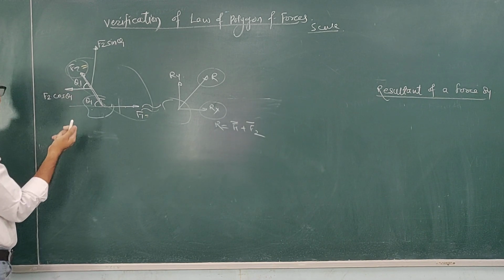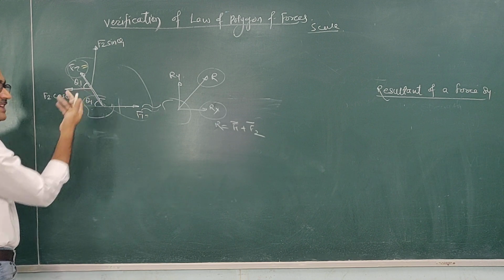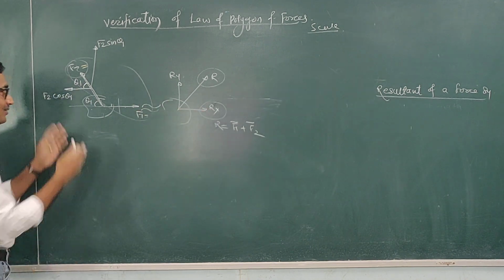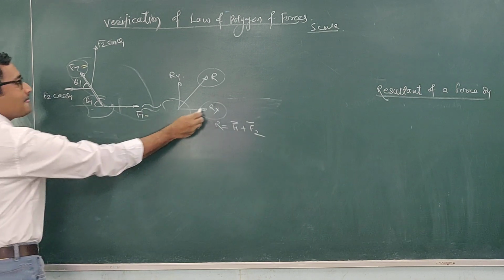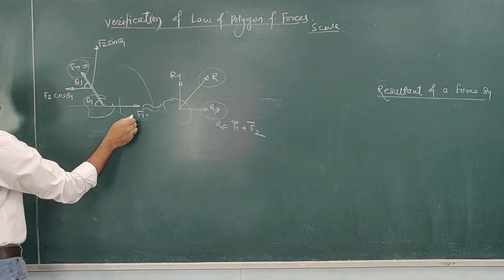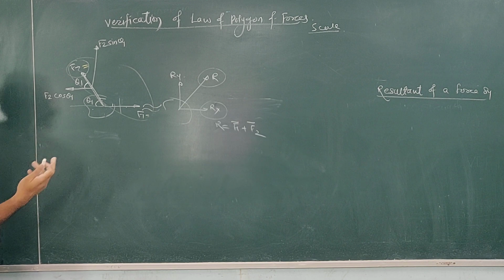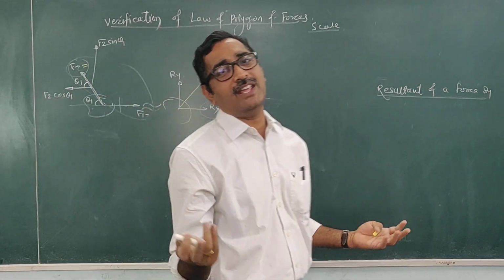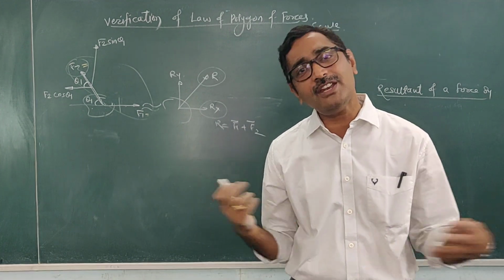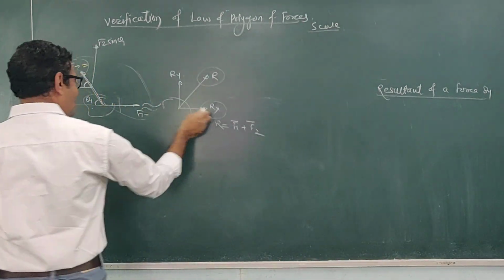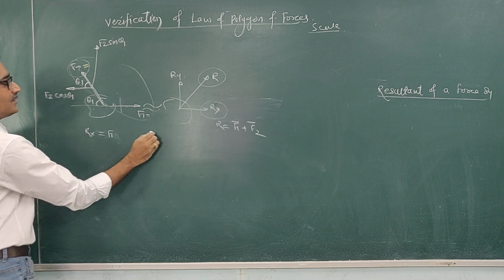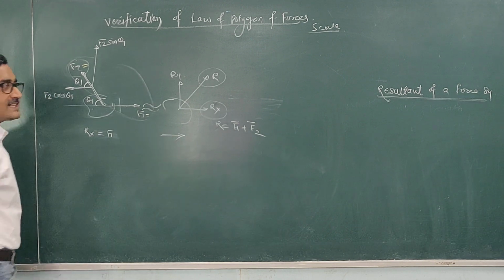Because they are also vector quantities, these components cannot be added directly with their magnitudes. We have to consider their direction also. Since this Rx is in the x direction, and this f1 and this f2 cos theta 1 are also in the x direction, by taking a suitable sign convention we can add them directly instead of expressing them in vector form. So we can write this Rx equal to f1, and assume that force towards the right is positive.